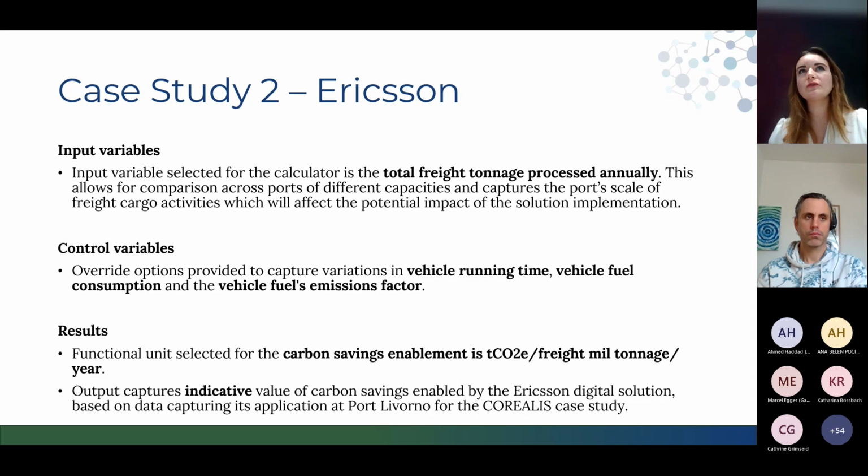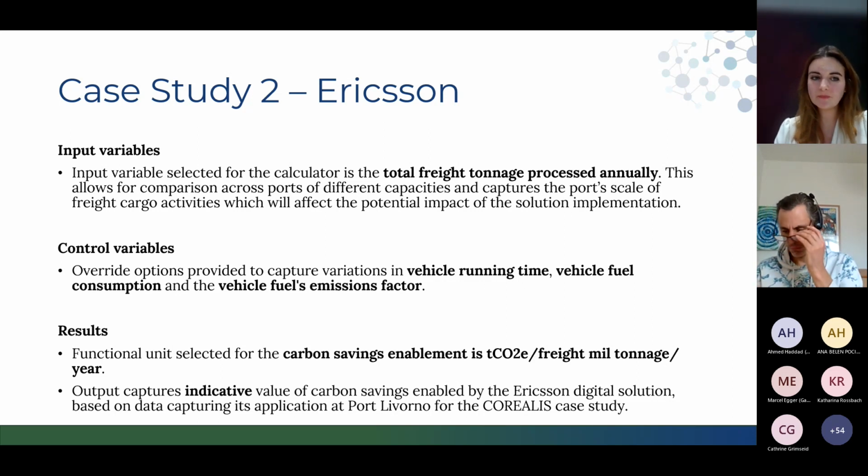The best way we thought of looking at differentials between different ports would be to look at the total freight tonnage which is processed annually at the port. This allows comparison at a very high level, very indicative level, across different ports of different capacities and capabilities. Port Livorno is one of the biggest ports in the Mediterranean, but you get a scope and a scale. It gives an indication that the bigger, the more important the amount of freight processed, the more potential for impact of the solution. So this is why we were looking at freight tonnage.